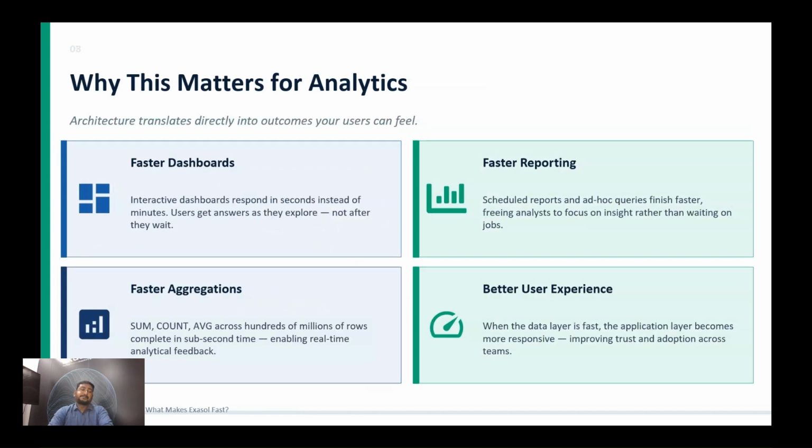So why does this matter? Faster dashboards: BI tools get results faster as users explore, which helps decision making happen as quickly as possible, or in real time. Faster reporting: the query cache means repeated queries do not re-execute, so scheduled reports and ad hoc queries finish faster. Faster aggregations: sum and count across hundreds of millions of rows distributed across all nodes. Better user experience: when the data layer is fast, adoption follows.